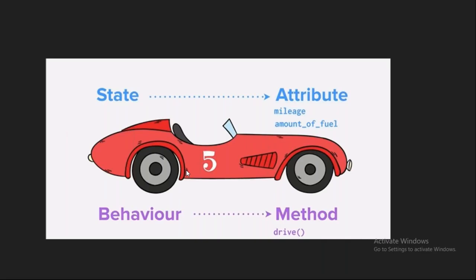But when we talk about method, a method is basically a behavior that the car would have that would never change. So in this case, we can say drive. The behavior of a car is drive.